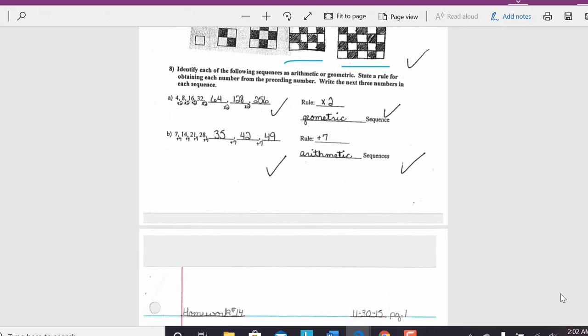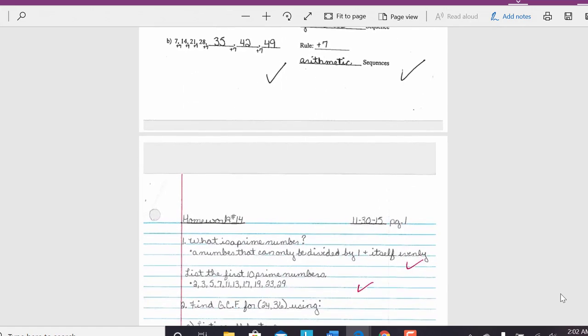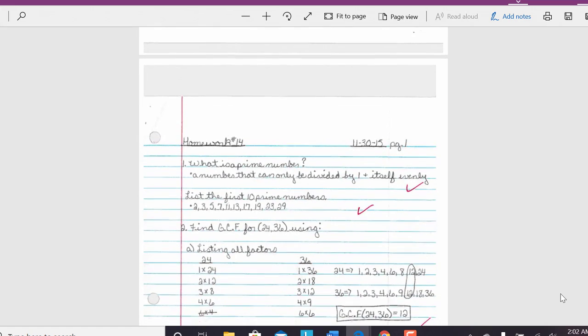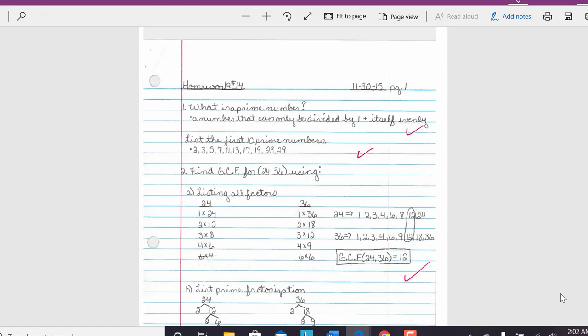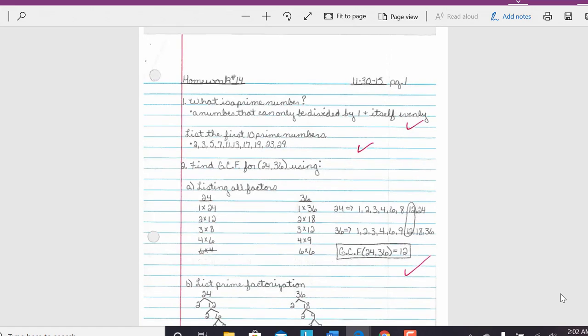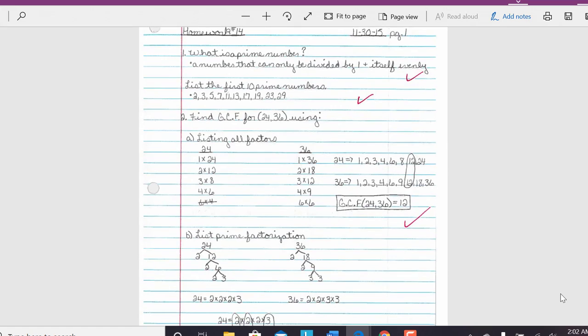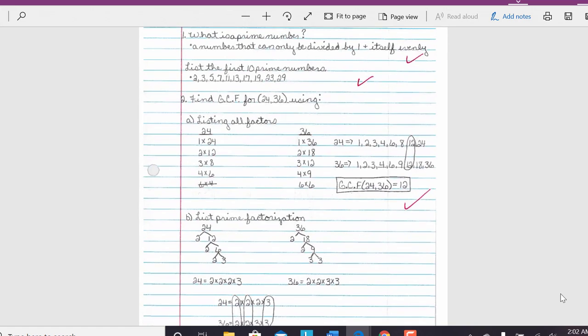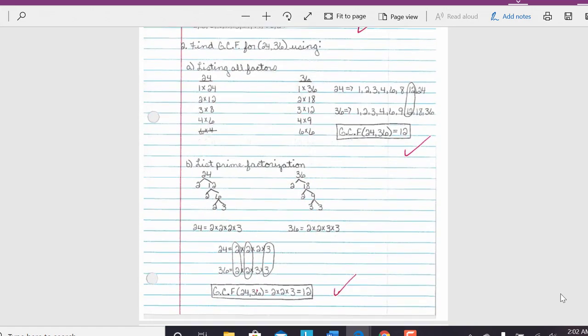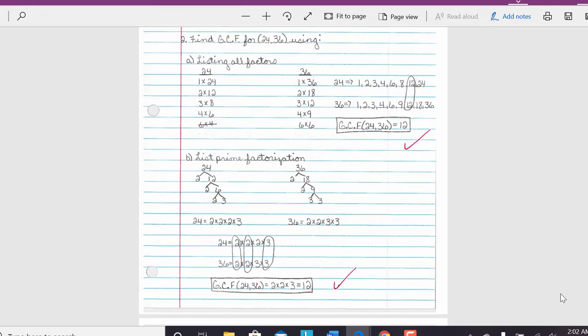Let's look at the next part. On the test, make sure you know the definition of a prime number and be able to come up with a list of prime numbers and composite numbers also. We did a lot of GCF and LCM, so if you need to, pause the video and check your answer. We did the GCF and LCM using different methods.